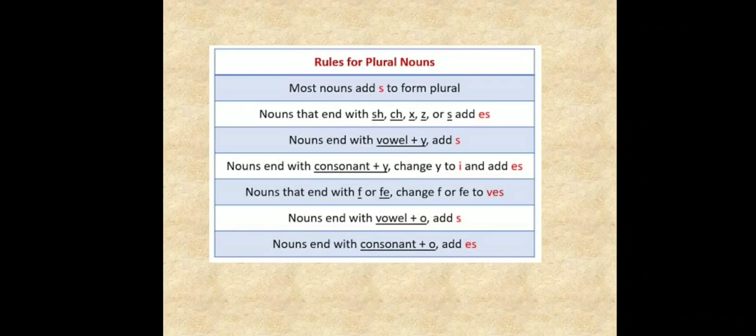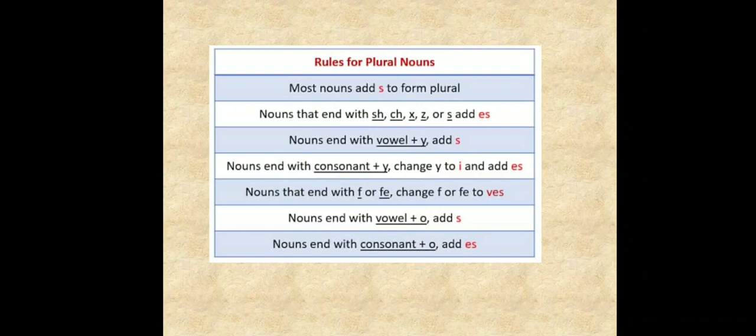Next, we add S to the words which end with a vowel and O. Vowel and O. For example, bamboo, B-A-M-B-O-O. O is the vowel and another O is there at the end. So vowel plus O, we make it bamboos, B-A-M-B-O-O-S. Okay children, bamboos.